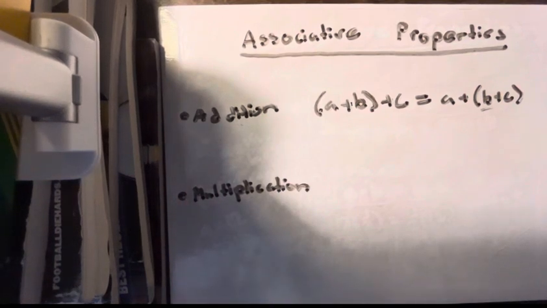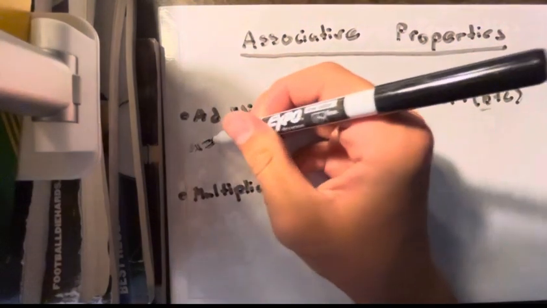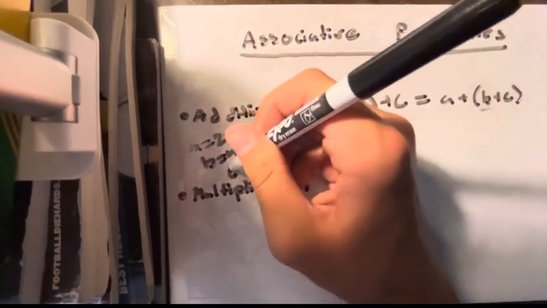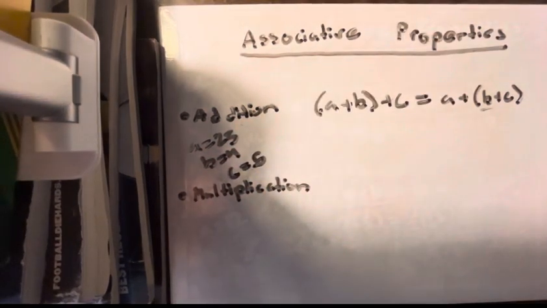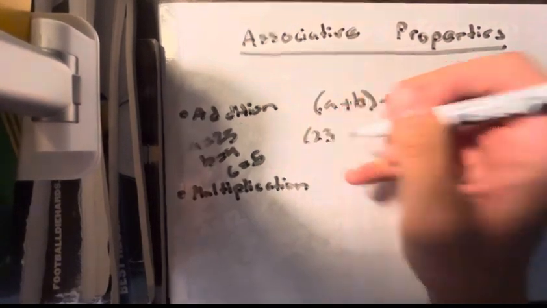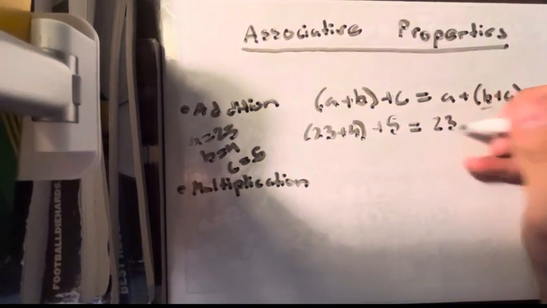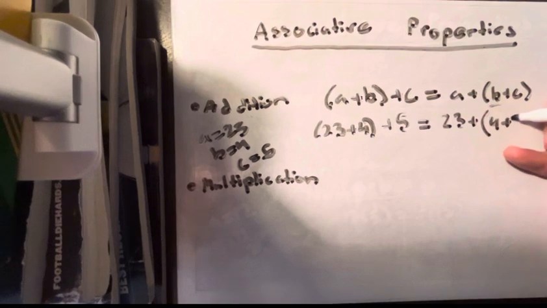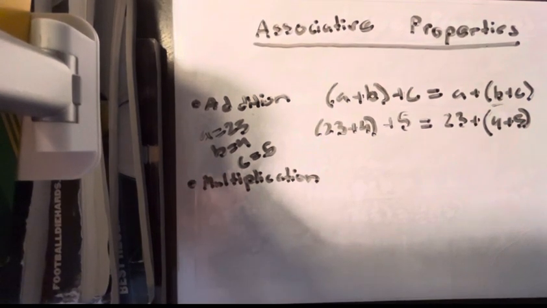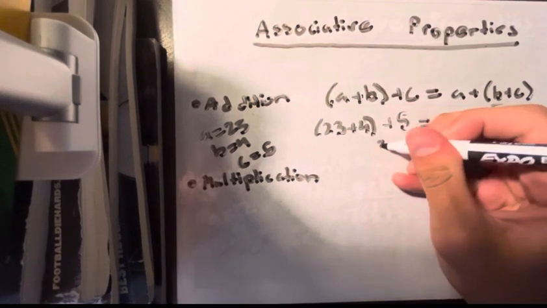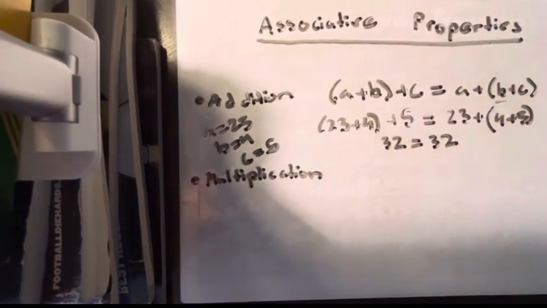So let's use some examples right now. Let's do A equals 23, B equals 4, C equals 5. We have parentheses 23 plus 4, plus 5, equals 23 plus parentheses 4 plus 5. If you fully simplify, you're going to get 32 equals 32. That's going to be the exact same answer on both sides of the equation. That means that this associative property is, in fact, true.